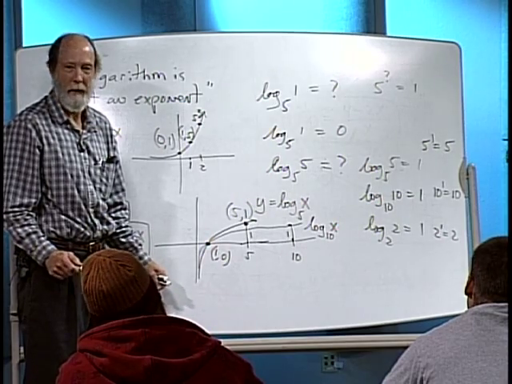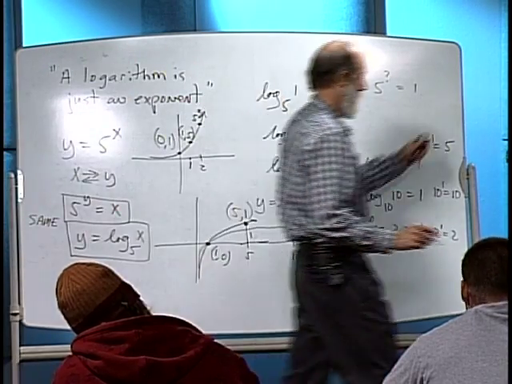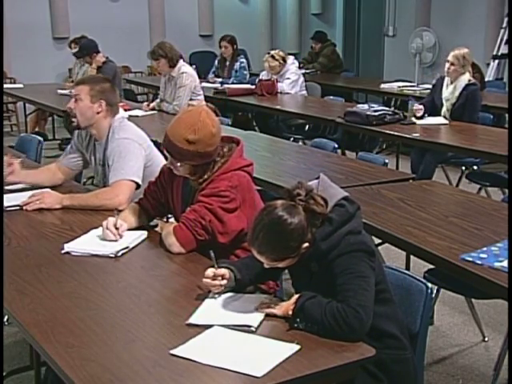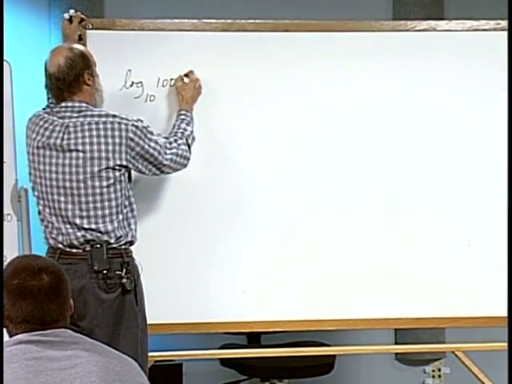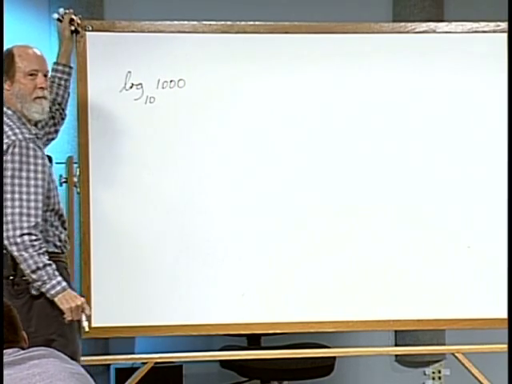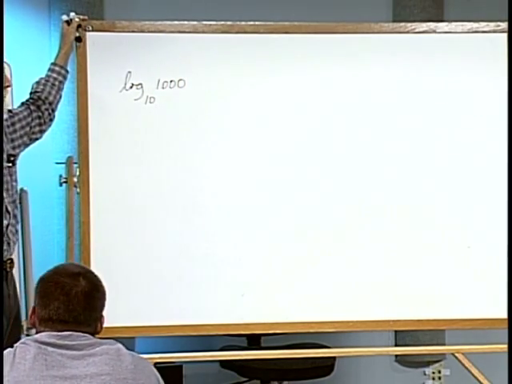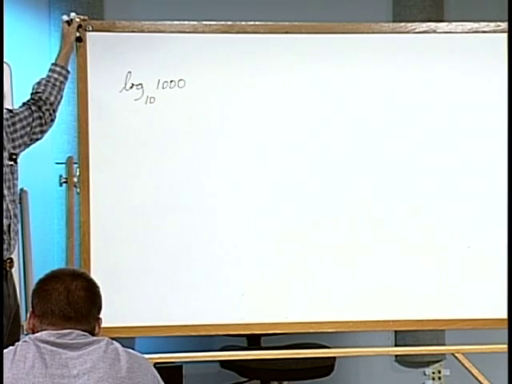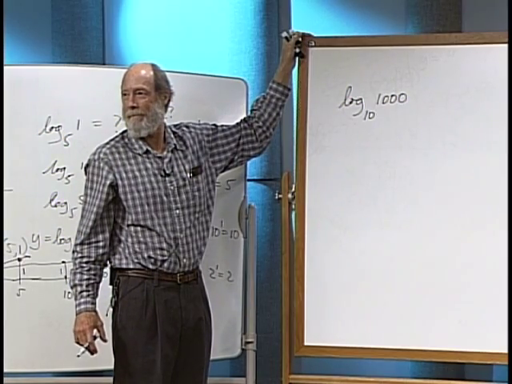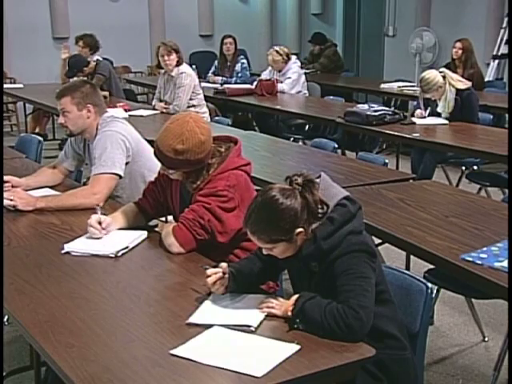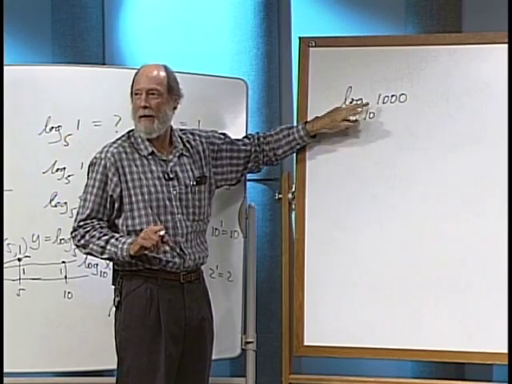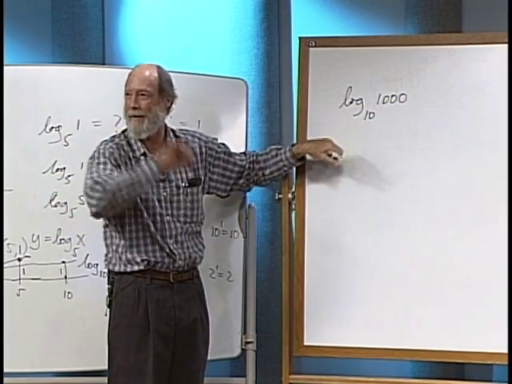Let me see you folks do one now. Let's come over to the other board. Log base 10 of 1,000. Log base 10 of 1,000. Sarah? I'll help you. What's the exponent of 10 that gives you 1,000? 3. Good.